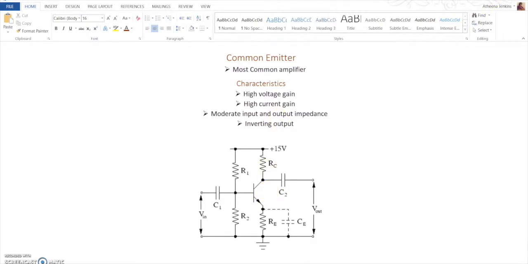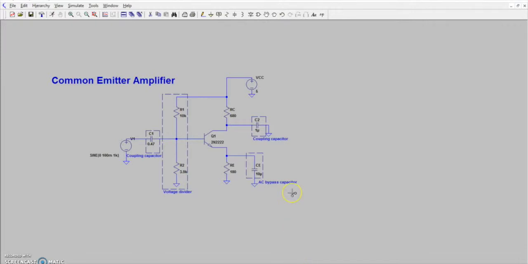So I already went ahead and built the circuit in LT-Spice. For instructions on how to build a circuit in LT-Spice, please click on the link in the description box below. I'll only be simulating the performance of the circuit.